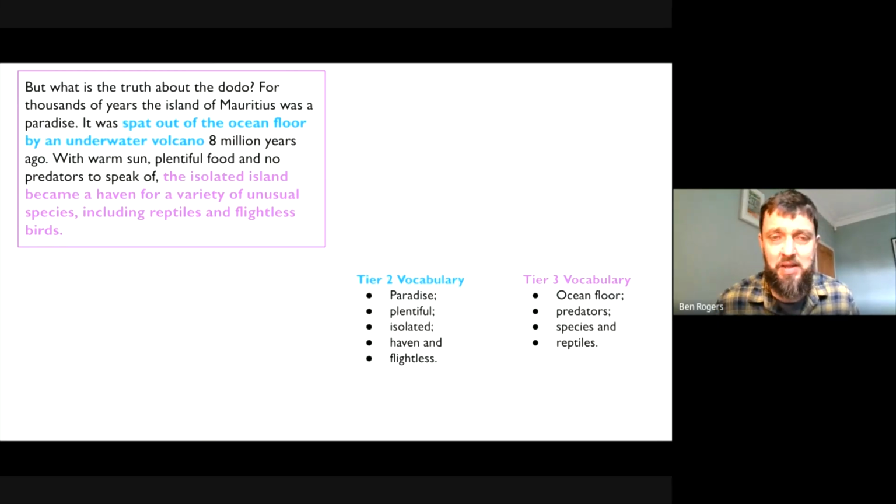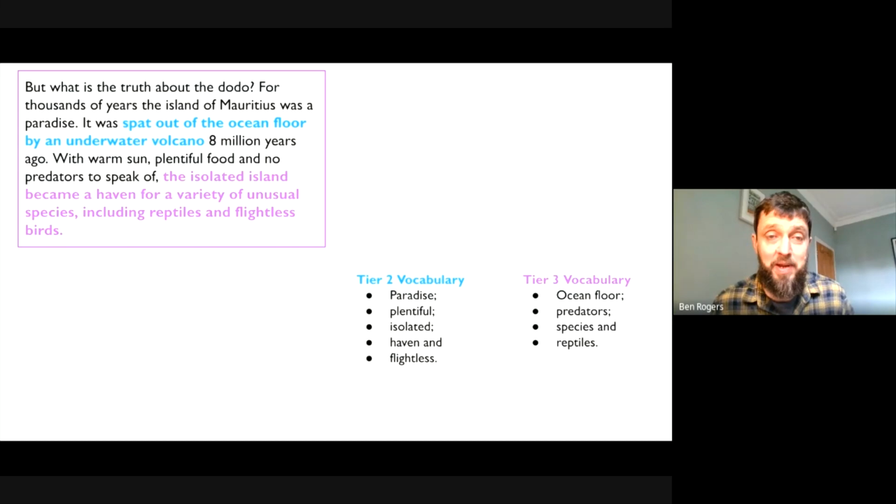Spat out is metaphorical speaking, isn't it? Who knew that volcanoes could be spat out of the ocean floor? Who knows what an ocean floor is, for example, if you're year 6? By an underwater volcano? Well, who knew that volcanoes could be underwater? But anyway, in that one sentence there's a lot going on, a lot of subject knowledge that we're expecting kids to have. And by and large, they were able to cope with it.